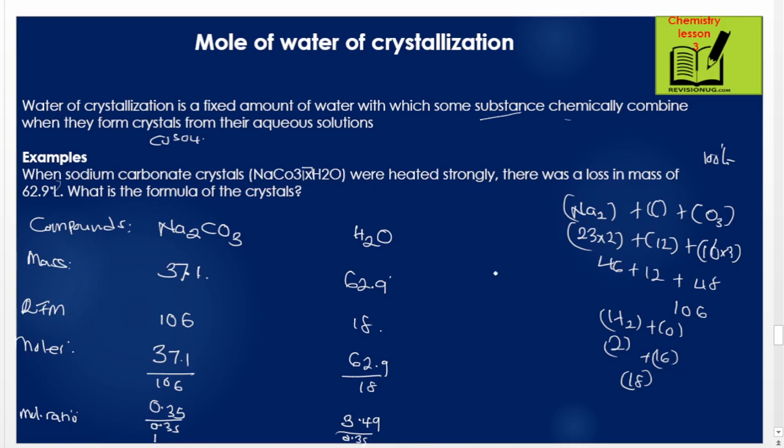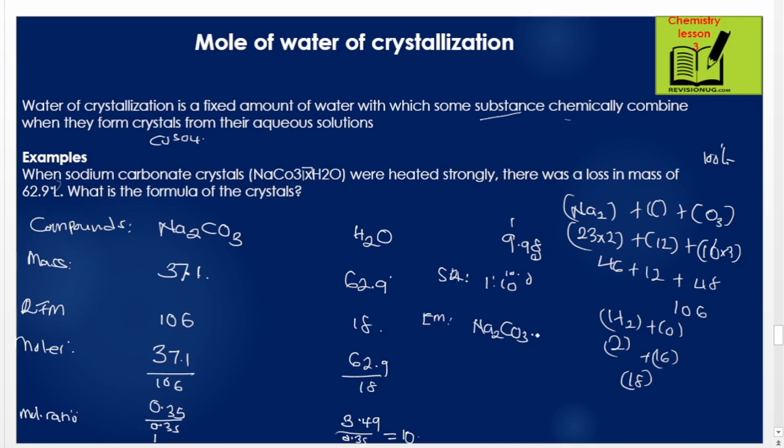So this one gives us 9.98. So when you round off, this is a 10, then we put here also 10. Therefore when you round off, this one becomes 10. Therefore the simplest ratio is 1 to 10. So the empirical formula is going to be sodium carbonate, whereby it's 1.